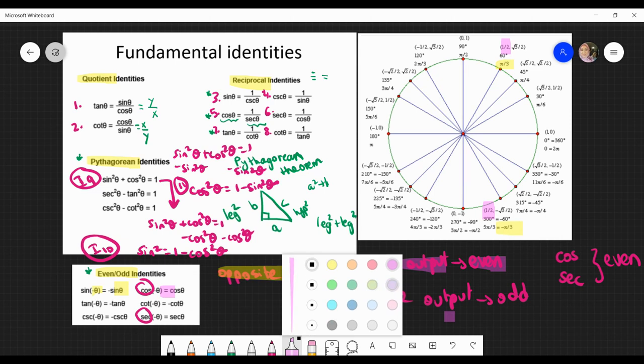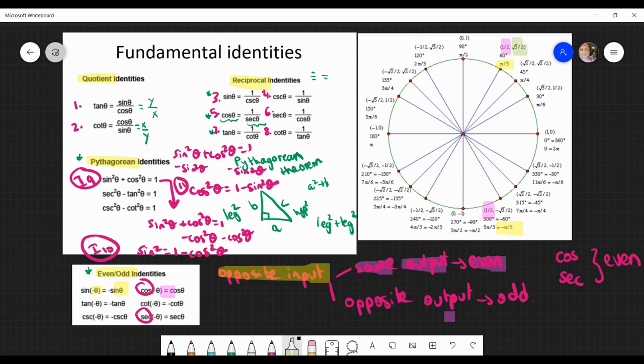Let's look at the sine. What happens to the sine of pi over 3 versus the sine of negative pi over 3? They are opposite of each other, which explains that negative right here. So opposite output, and that's why we have an odd function. So in other words, the cosine of negative pi over 3 is the same as the cosine of pi over 3. That's why it's an even function. The sine of negative pi over 3 equals the opposite of the sine of pi over 3. They're opposite of each other, which explains the odd function. You can generalize and memorize: cosine and secant are even, all other functions are odd, and this is what explains that negative right here next to all the other functions.